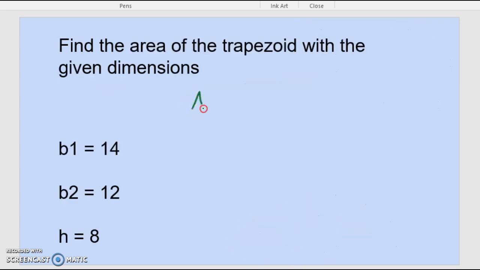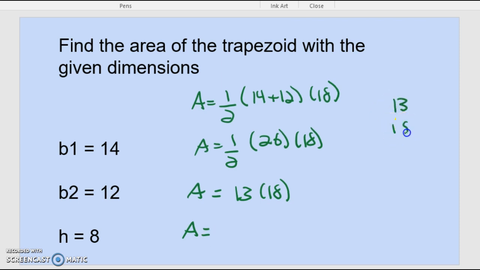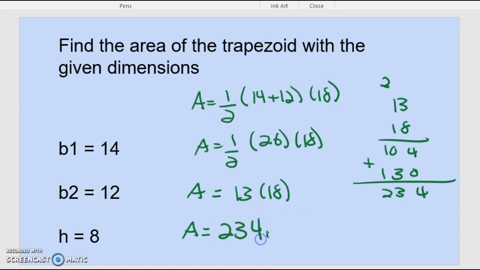All right, so here I give you all the information that you need. So our base 1 is 14, our base 2 is 12, height is 8. So my area is 1/2 of, what would that be? That would be 26 times 18. 1/2 of 26 is 13 times 18. So our area is going to be, let's see what 13 times 18 is. 4, 2, 10, 0, add them. So I have 234, and since it didn't give you a unit or anything like that, you would just put units squared.